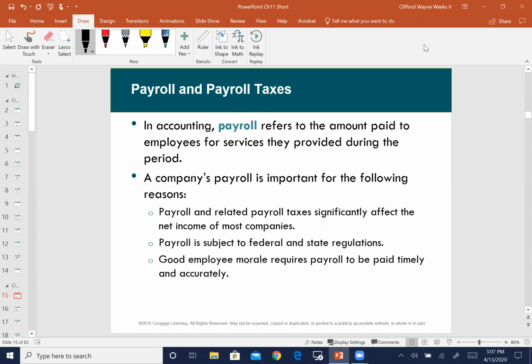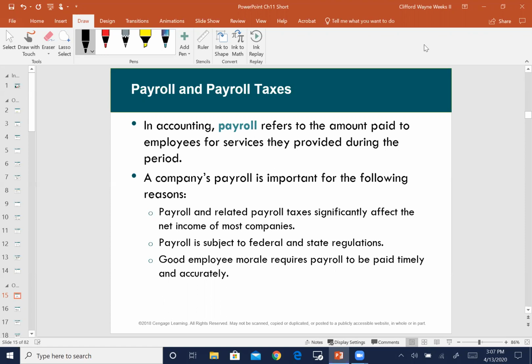And so in accounting, payroll refers to the amount paid to employees for services they provide during the period. A company's payroll is very important for the following reasons. Payroll and related payroll taxes significantly affect net income of most companies. For a lot of companies, their payroll is their largest expense. So we want to make sure that we get that right so that we properly communicate net income.